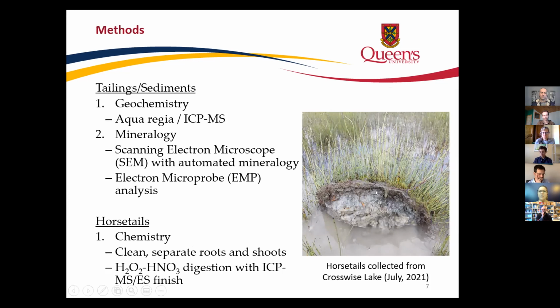I wanted to show a picture of what the horsetail sample actually looked like at these sites. The roots penetrated deep into the tailings. So part of what I did for this lab work was to separate the roots carefully from these tailings, clean them super well with deionized water, as well as the shoots. And then I separated the roots and shoots for separate chemical analyses.